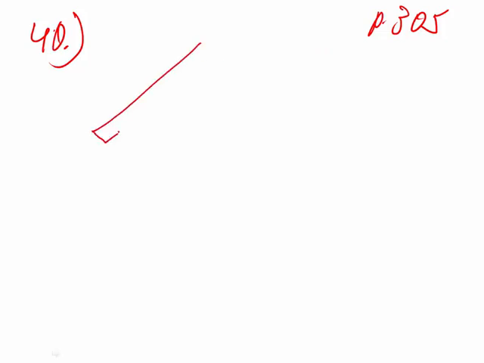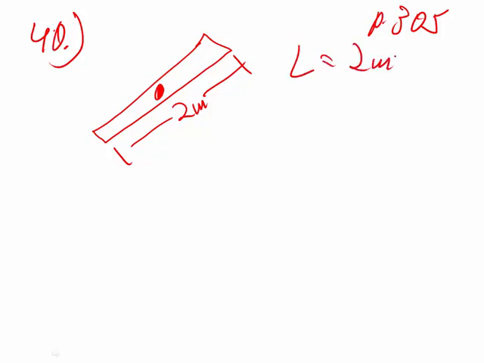All right, so we got a bar. There's the center of the bar. The bar has a length of 2 meters, all right. And it's rotating that way at 120 revolutions per minute, RPM. So what is the angular momentum? We want to know what the angular momentum is, okay?